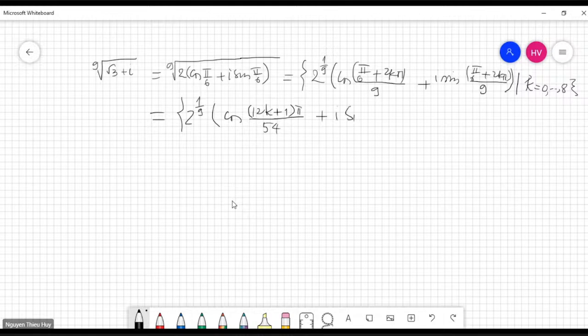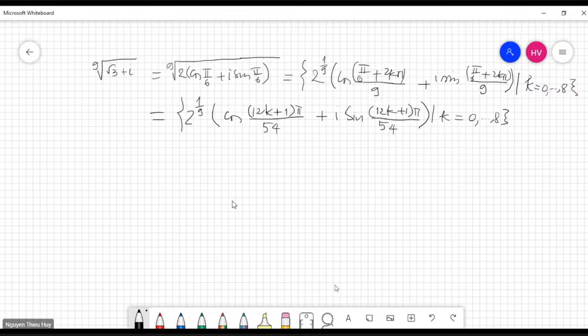Plus i sine of this, 12k plus 1 pi over 54, in brackets such that k runs from 0 until 8. This is the set of all nine roots of this number. And you can do any root for any complex number.